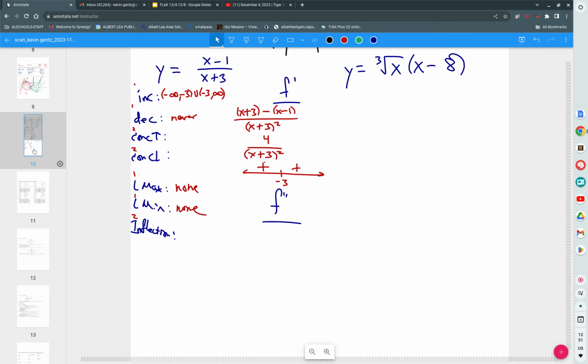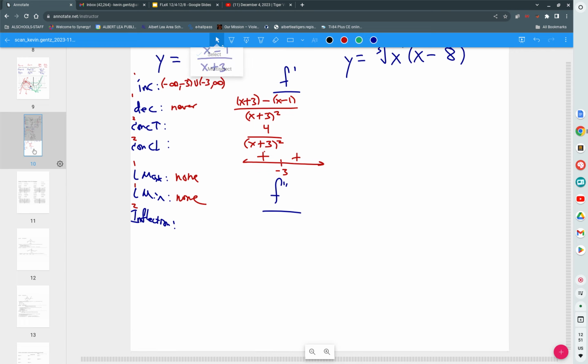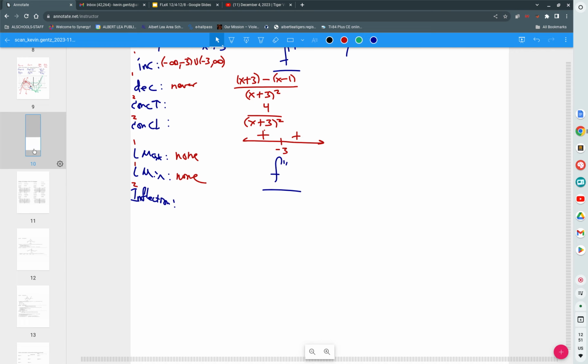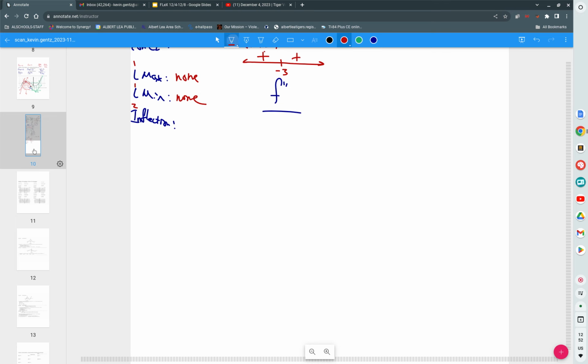Let's do our second derivative. Pair it with the person next to you for 15 seconds. Talk about what derivative rule you would use to find this derivative. Talk, go. 5, 4, 3, 2, 1.